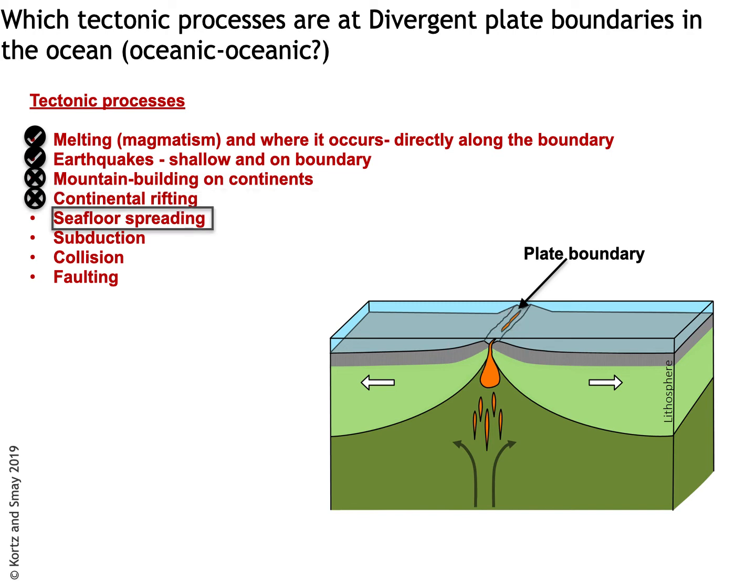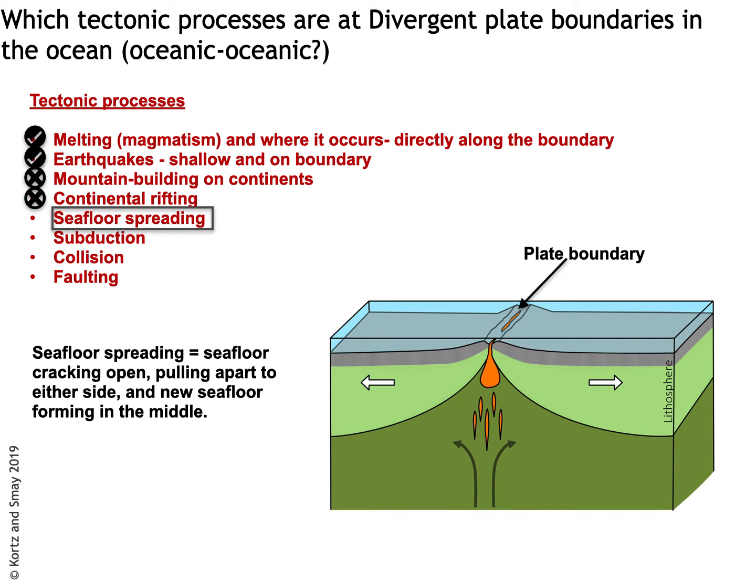A process that we do have occurring here at divergent plate boundaries in the ocean, or oceanic divergent plate boundaries, is seafloor spreading. So recall seafloor spreading is the seafloor cracking open, pulling apart to either side, and new seafloor or oceanic lithosphere forming in the middle. So indicating the plate boundary, this is occurring right at the plate boundary, and the process is called seafloor spreading.